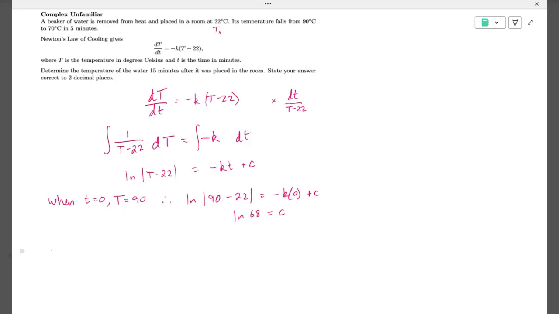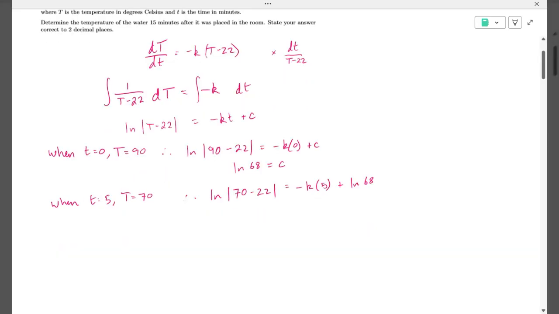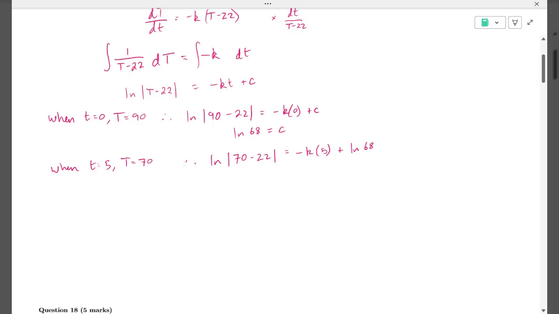And then they give me another bit of information. When t equals 5, time equals 5, the temperature is equal to 70. So now I can write the natural log of 70 minus 22 equals negative k times 5 minutes, and we have our natural log of 68 on the right-hand side. And we can now rearrange this to solve for k, or it's a calculator question. You can just use solve to get to that answer.